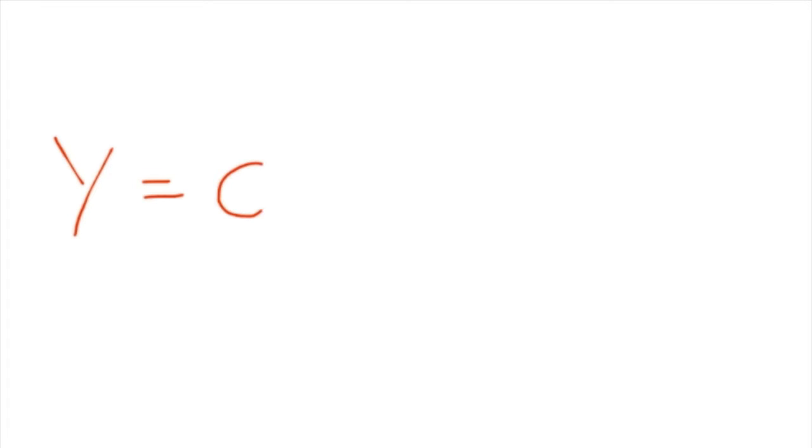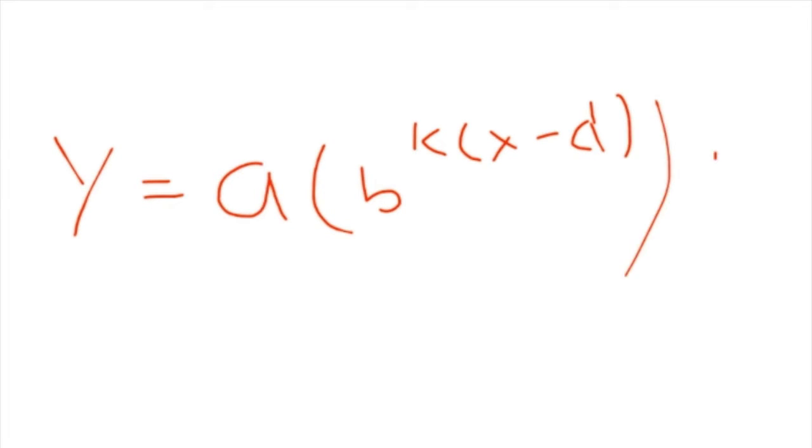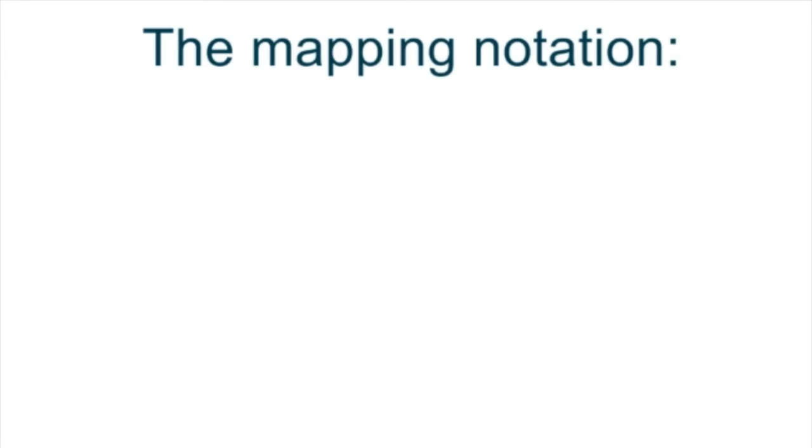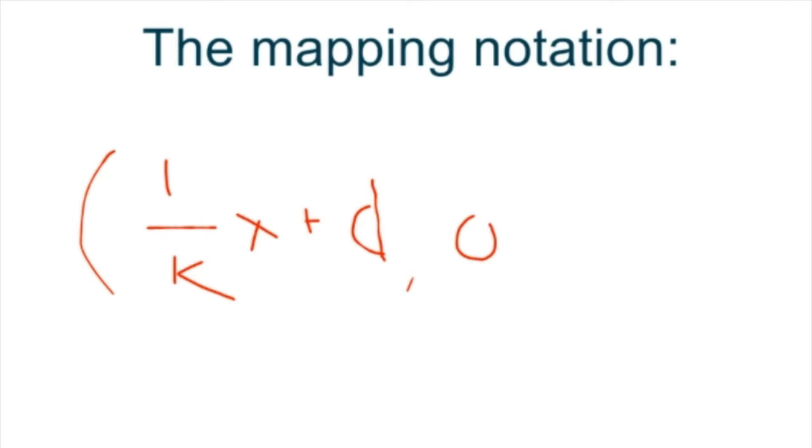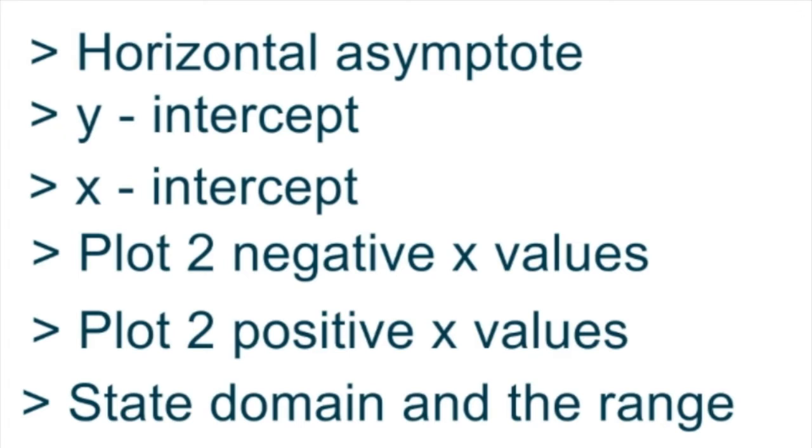You graph an exponential function in the form of y equals a times b to the power of k times (x minus d) plus c. The mapping notation is (x, y) goes to (1 over k times x plus d, a times y plus c).